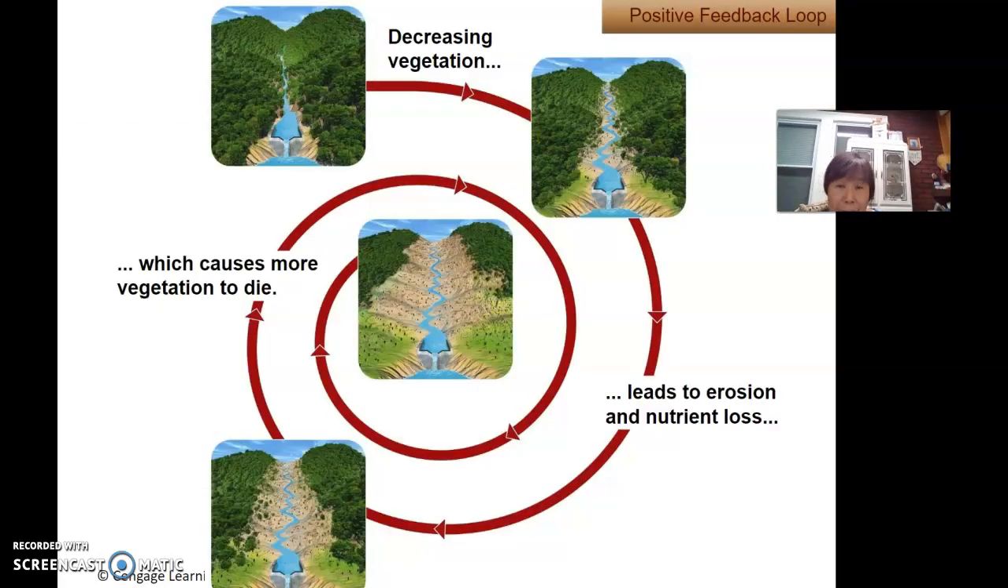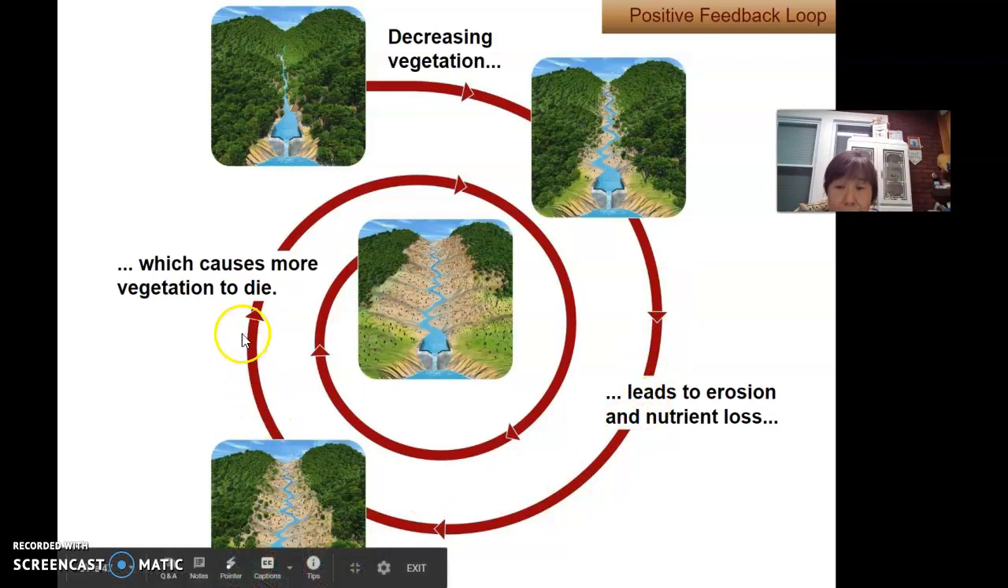One example is the forest experiment we talked about at the beginning of the core case study. At the beginning, the bad change is decreasing vegetation through deforestation. Because of that, we have more erosion and nutrient loss. And then this causes more of the vegetation to die out.